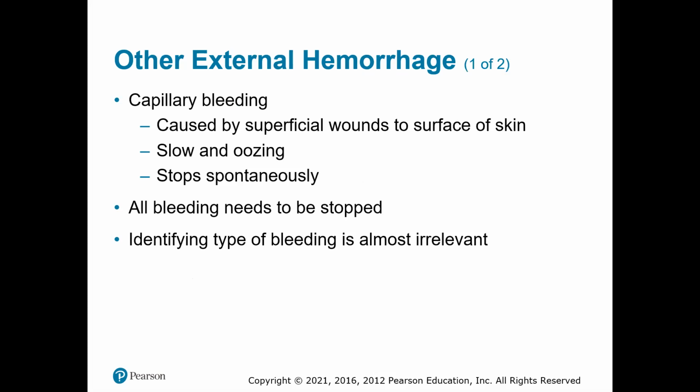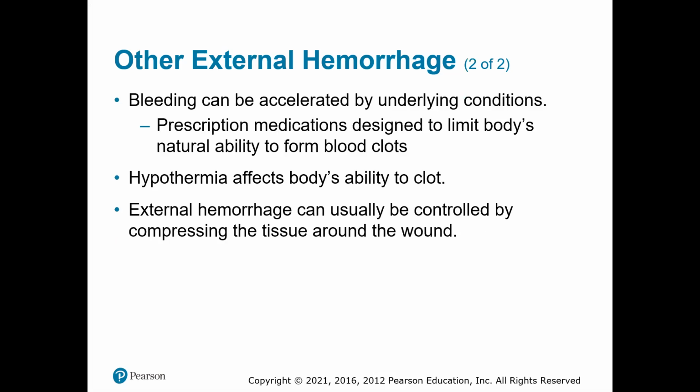Other bleeding, capillary, is usually not life threatening. All bleeding needs to be stopped, regardless of whether it's an arterial, venous, or capillary bleed. It's just that some take priority over others, depending on the amount of blood that's lost. And of course, with an arterial bleed, with that spurting going on with the ventricle, we need to stop those bleeds. Those are life threats.